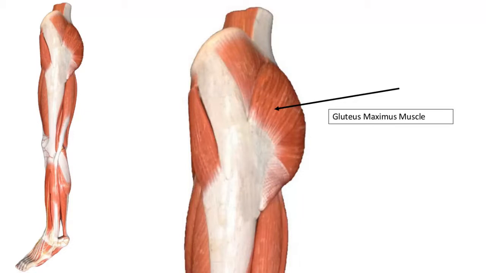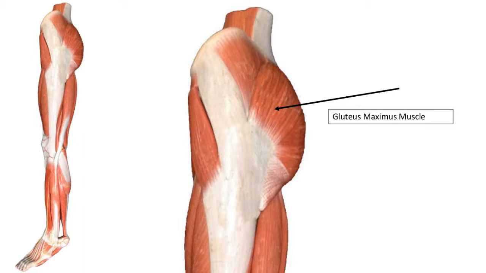All right, so let's go to the backside, to our gluteal region and talk about the largest muscle that we're sitting on right now, and that's the gluteus maximus muscle. Its main function is hip extension. So if you're standing up and you bring your leg back as far as you can, like you're about to kick a ball, you're utilizing the gluteus maximus muscle.